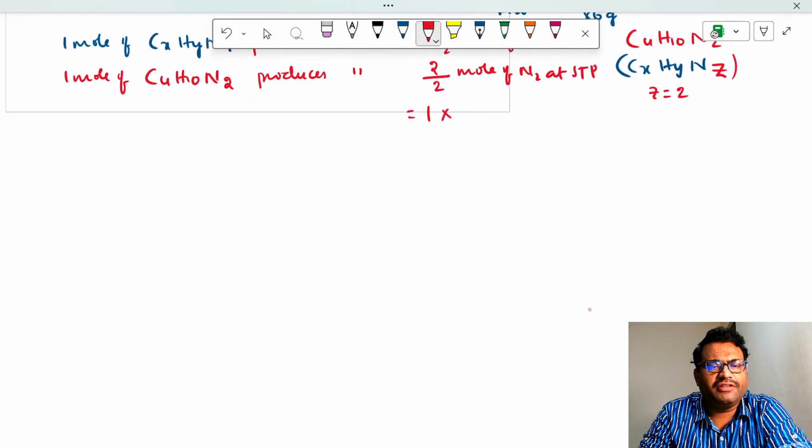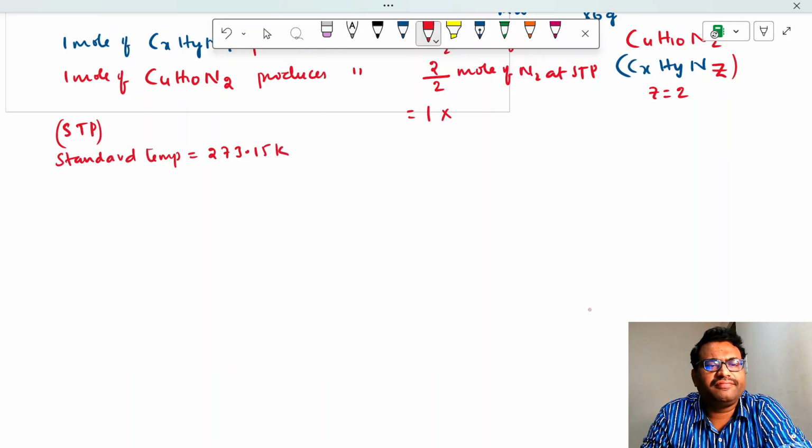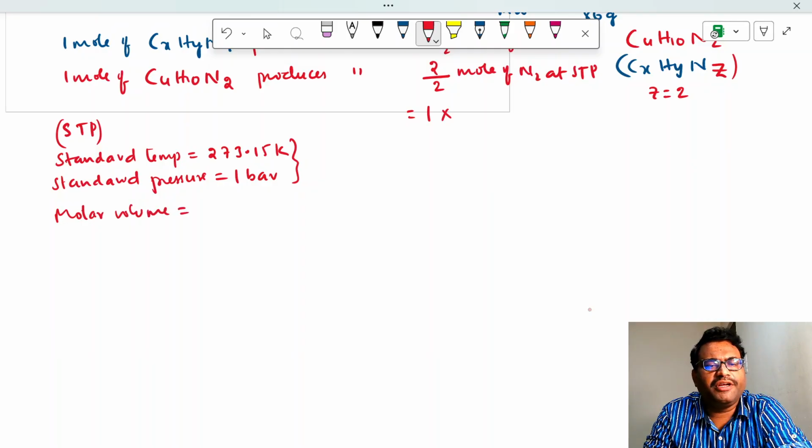STP means standard temperature and pressure. Standard temperature is actually 273.15 Kelvin. Standard pressure is equal to 1 bar pressure. If you take these two conditions, what will be the molar volume? The molar volume will be 22.7 liters.